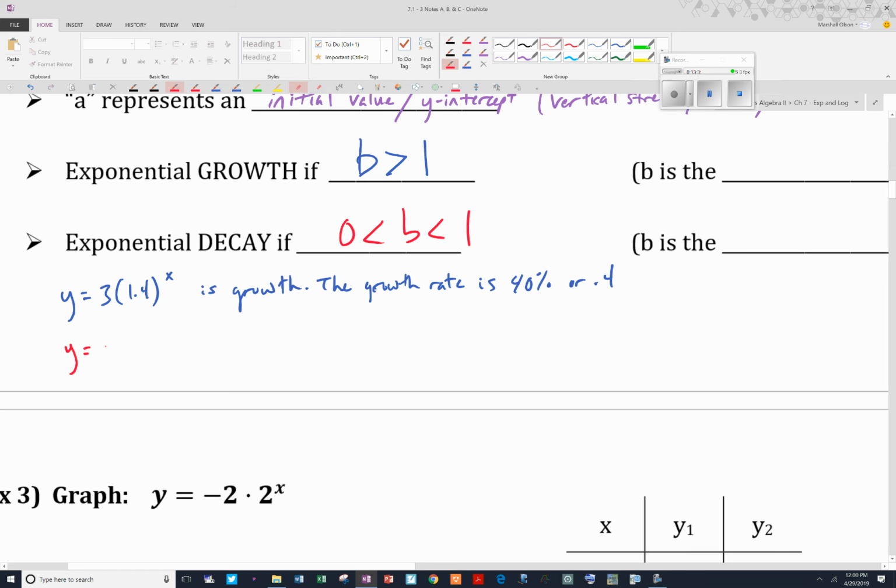Y equals 3 times 0.4 to the x. This time that's decay, right? The decay rate is, well, how does that differ from 1? 60% or 0.6. That would be the decay rate. Every value is 60% less than the one before, because the decay factor is 0.4.